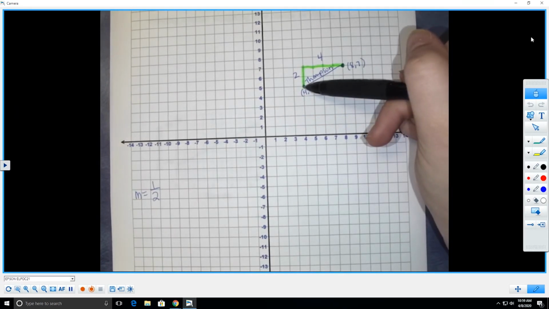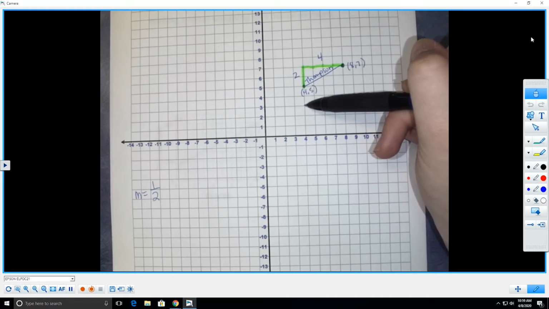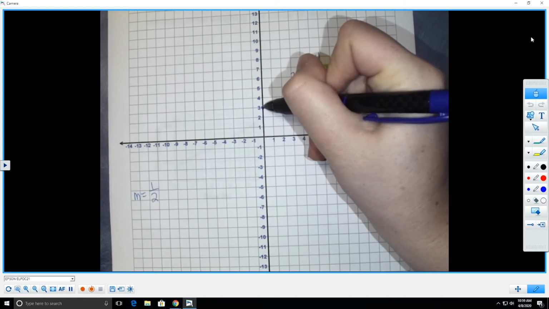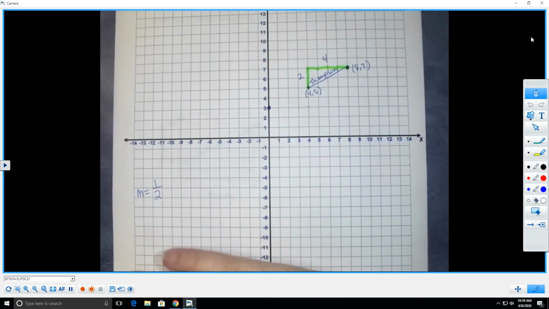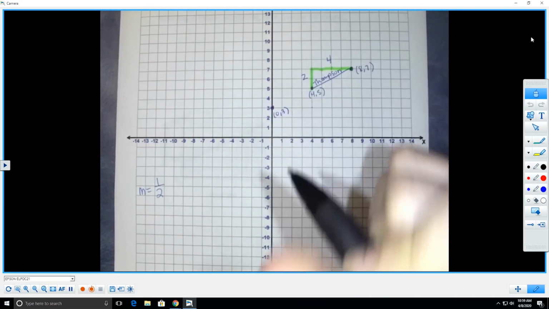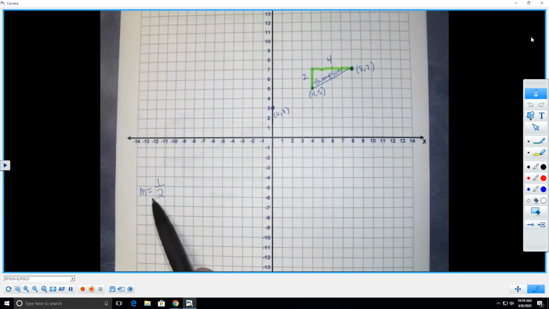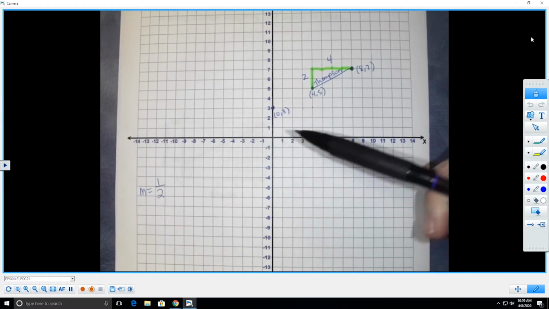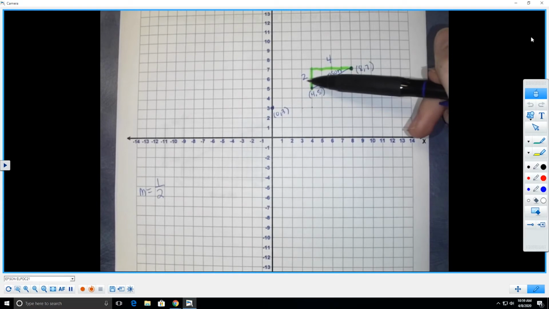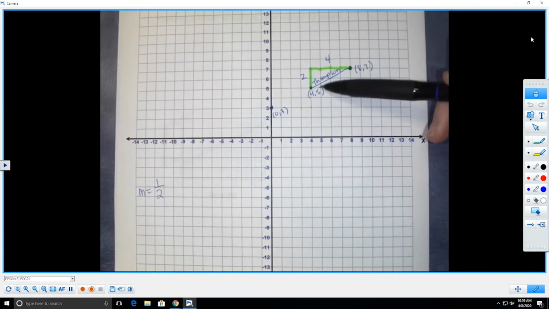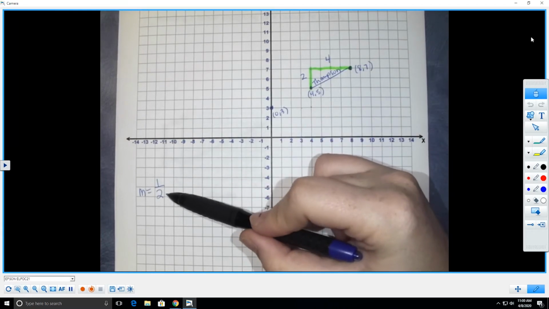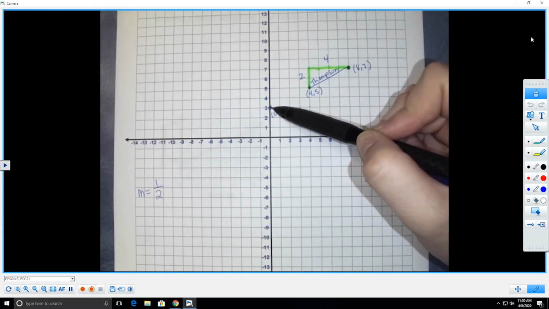So I'll go down 2, 1, 2. I'll go over 4, 1, 2, 3, 4. And if you notice, I reach 0, 3. Now, going back a little bit, I said that my slope was 1/2 because I simplified 2 over 4. So notice that even if I go by 2 over 4 until I get to the y-axis, or if I go by the simplified slope, 1 over 2, I'm still going to arrive at the same spot.